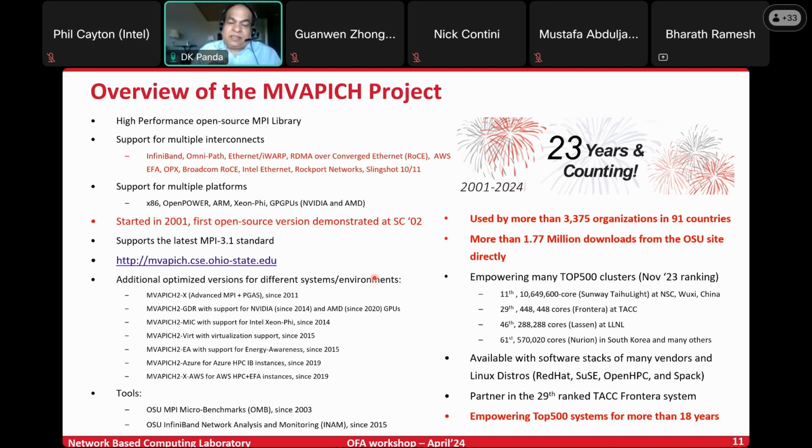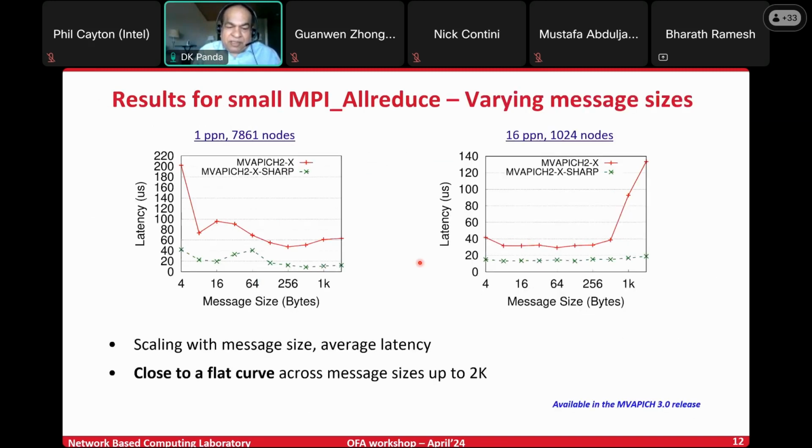Just from the OSU website, we crossed 1.77 million downloads. It is also available in a lot of other software stacks like Red Hat, SUSE, OpenHPC, and Spack, and our stack is deployed on a lot of Top500 clusters. Now let's look at some of the performance numbers. Next slide, please. These were taken on TACC Stampede.